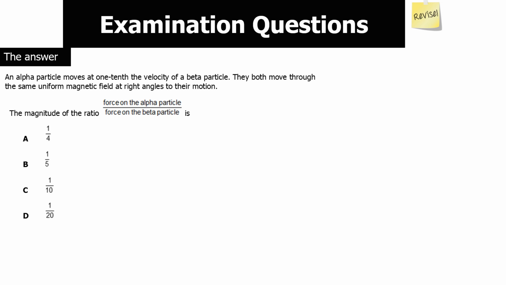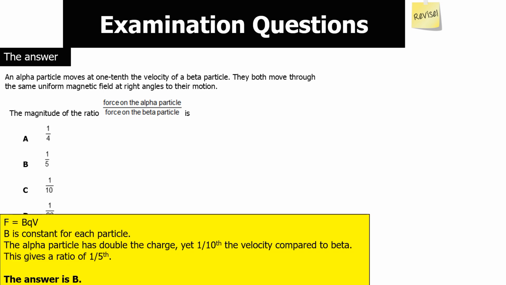Right, so because they're both charged and moving through a magnetic field, we know that F equals BQV. Now B is constant for each particle, so we can just ignore that in our ratios. Now the alpha particle has double the charge of the beta particle because it's got 2 protons to 1 electron, yet has 1/10 of the velocity compared to beta from the question. So therefore we've got a ratio of 1/5, so therefore the answer is B.